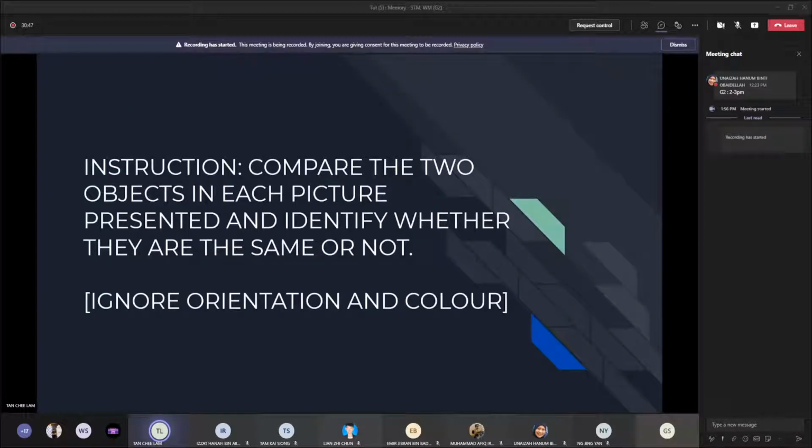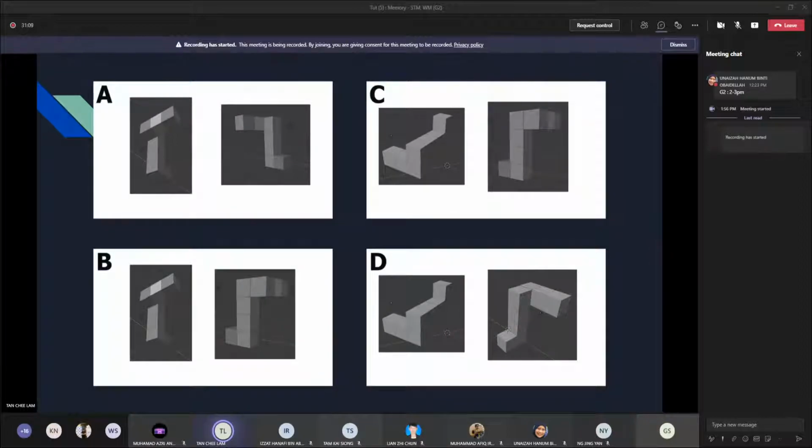Next, we have another experiment, or activity, also related to the visual spatial sketchpad. First, let's compare the two objects in each picture and identify whether they are the same or not. We need to ignore the orientation and the color. Okay, let's try this out. There are 4 pictures, and only one option is wrong. Can you all identify which option is wrong? You can compare the first image with the second image.